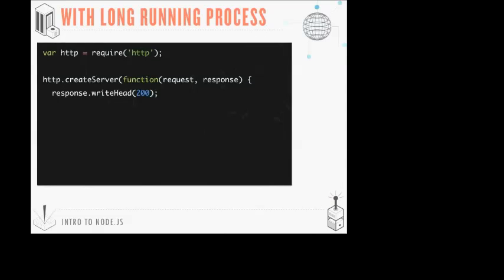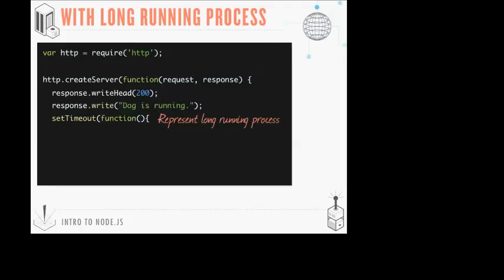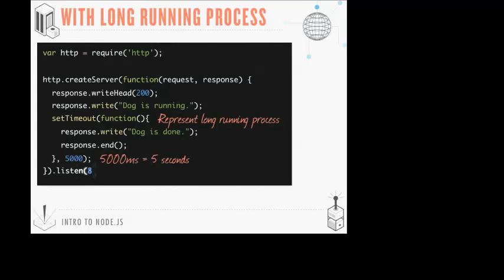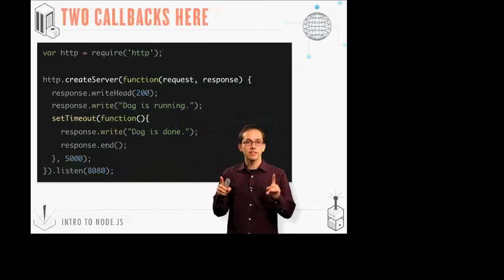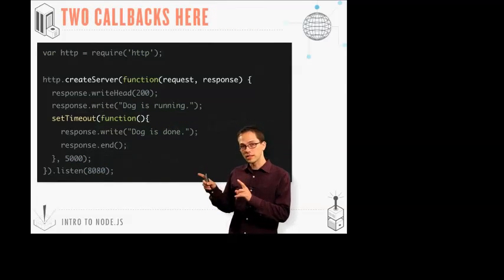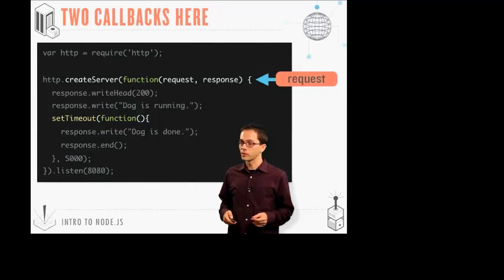Let's make our hello world code a little bit more complex and simulate a long-running process. So here we're creating our server. We write the status code back to the response. We write "dog is running." Now we're going to do a timeout. We're going to pause for about 5 seconds to simulate a long-running process. Once that timeout is done, we're going to write out "dog is done" to the response and end the response. We're going to pause for 5000 milliseconds, which is 5 seconds, and listen on port 8080.